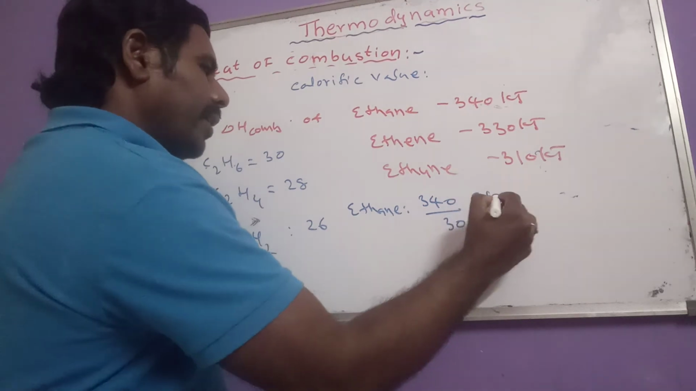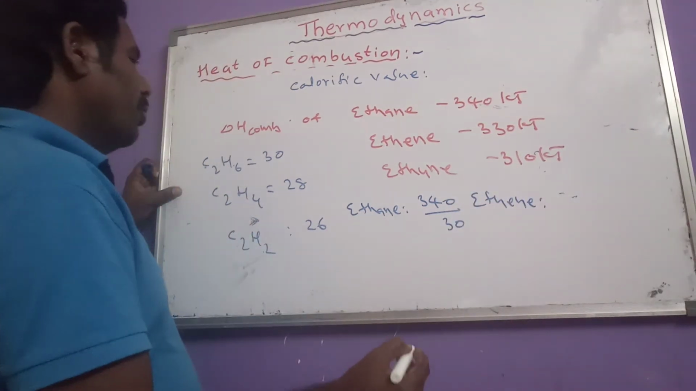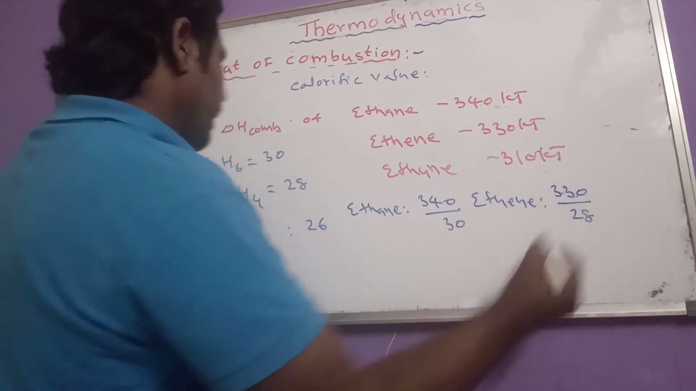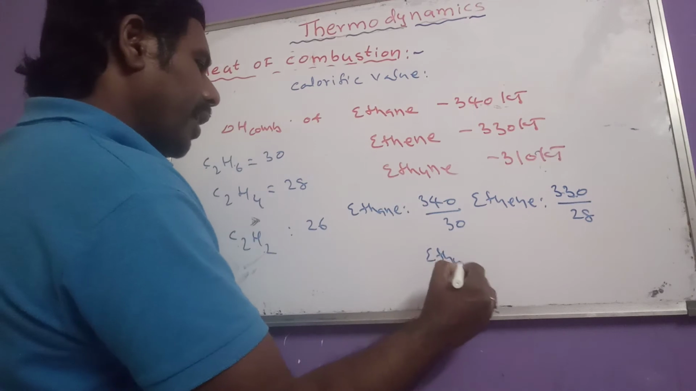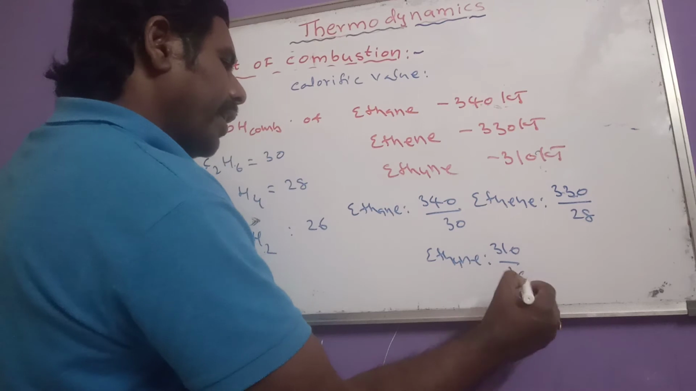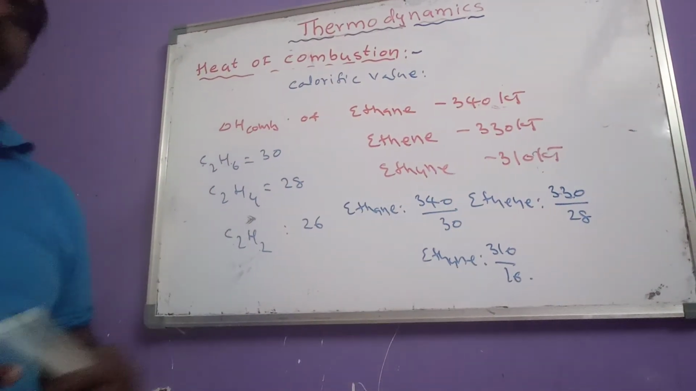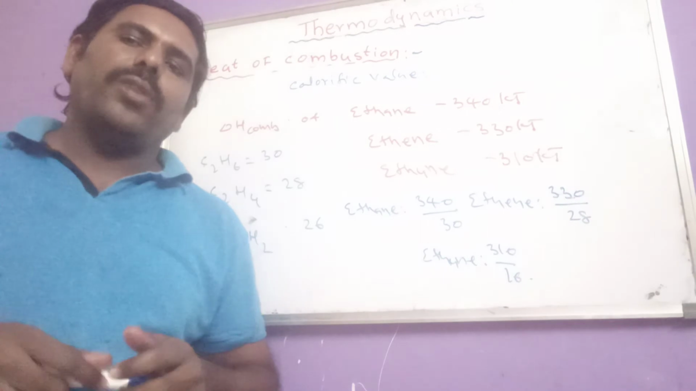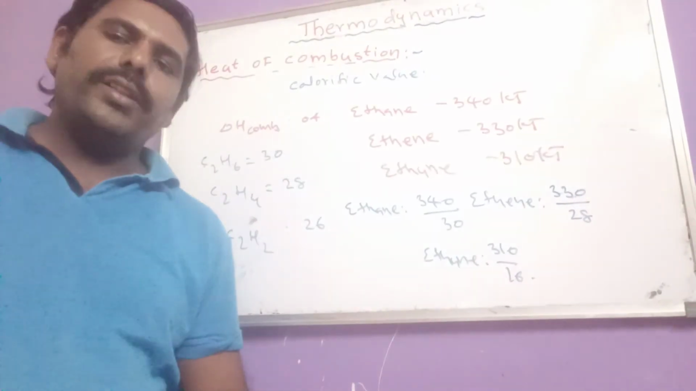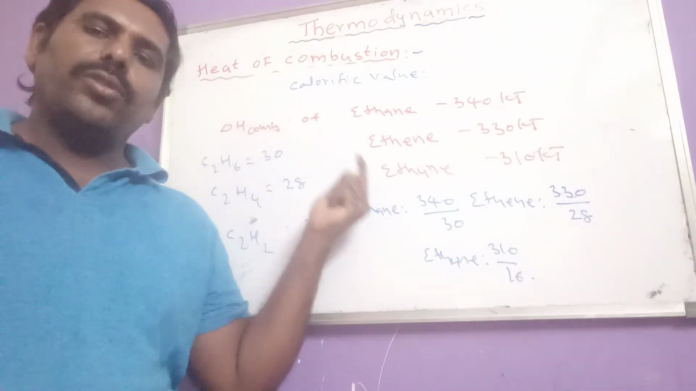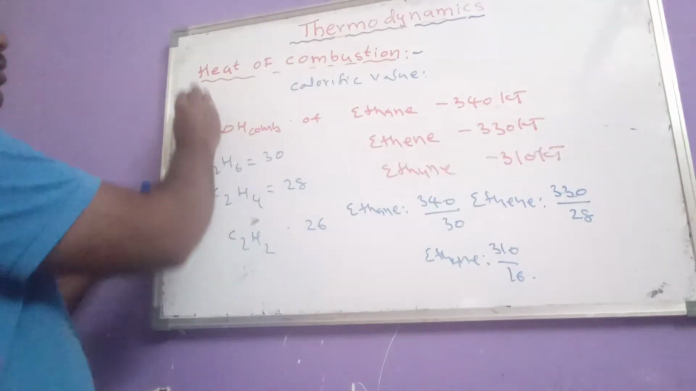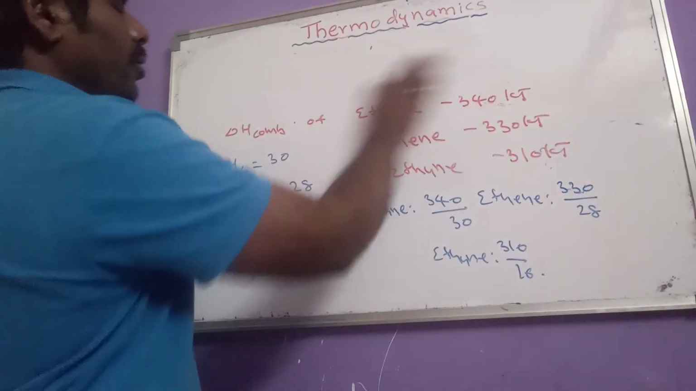30. And ethene's calorific value is 330 divided by 28, and ethane's calorific value is 310 divided by 26. Like that, you can find which fuel gives the highest value, and that is said to be the best fuel. So this is another question related to heat of combustion, especially calorific value.